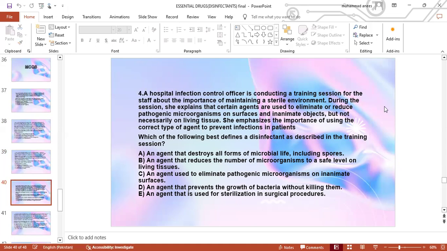A, an agent that destroys all forms of microbial life, including spores. B, an agent that reduces the number of microorganisms to a safe level on living tissues. C, an agent used to eliminate pathogenic microorganisms on inanimate surfaces. D, an agent that prevents the growth of bacteria without killing them. E, an agent that is used for sterilization and surgical procedures. C. So the correct answer is C, an agent that is used to eliminate pathogenic microorganisms on inanimate surfaces.